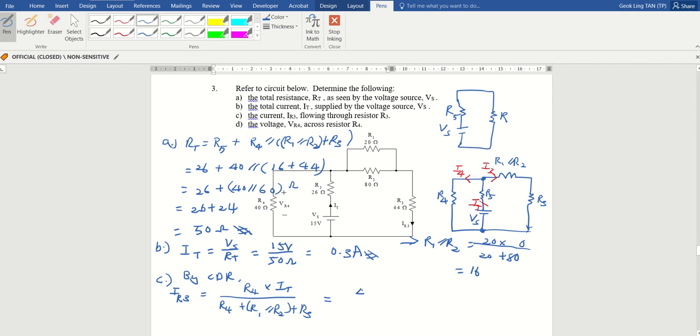So from here you can substitute the values. 40 multiplied by 0.3 amp divided by 40 plus 20 in parallel with 80 plus 44. So you substitute the values and use your calculator. You should get 0.12 amp. That is IR3, current flowing through resistor R3.